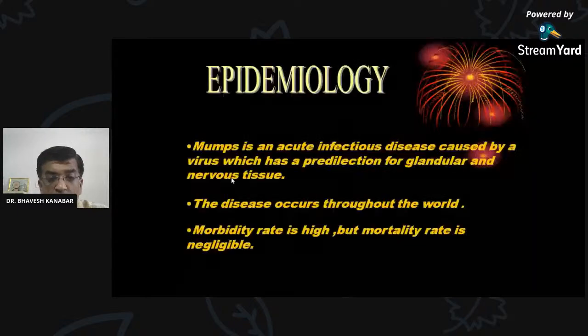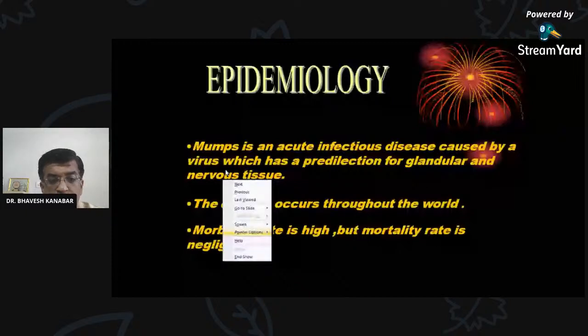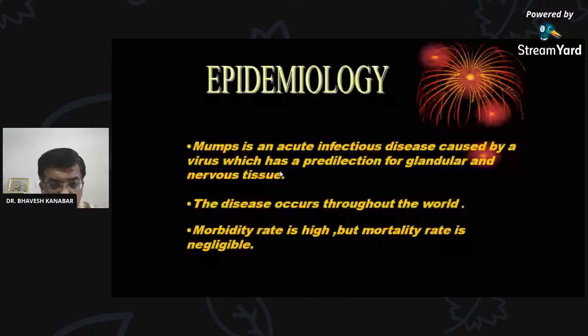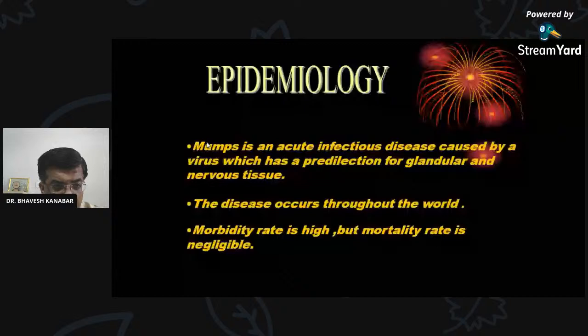So, mumps epidemiology. It is an acute infectious disease caused by a virus which has a predilection for glandular and nervous tissue. So mainly this virus affects glands as well as nervous tissue. Remember this point very well. So particularly the salivary gland and nervous tissue. Here you can see glandular and nervous tissue.